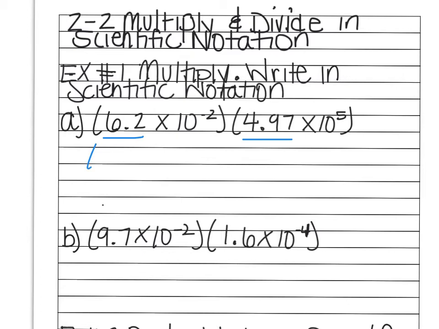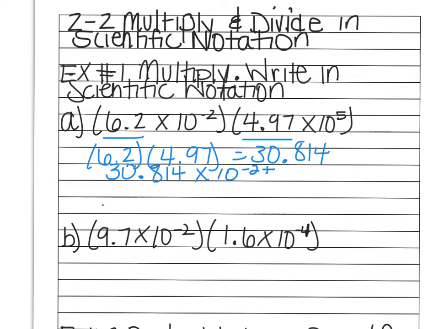You're going to want to go ahead and multiply those. So 6.2 times 4.97, you get 30.814. So I have 30.814. So now you're going to look at your exponents, and you have 10 to the negative 2 power, and you have 10 to the 5th. So you're going to go ahead and write times 10 to the negative 2.